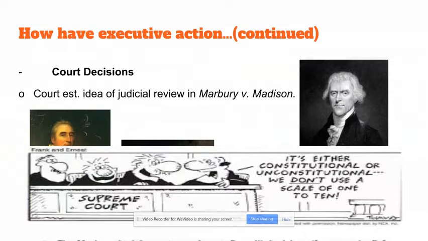So, in other words, the Supreme Court, through its actions, helped us better understand what the court can do under the existing Constitution. And judicial review is a big one. Way to go, SCOTUS.